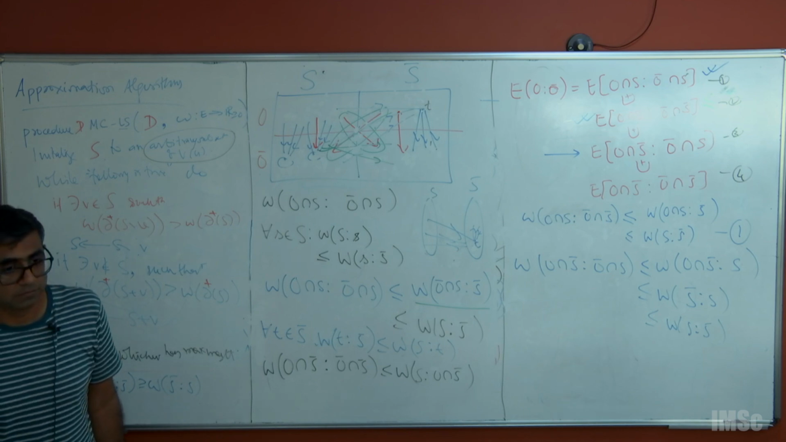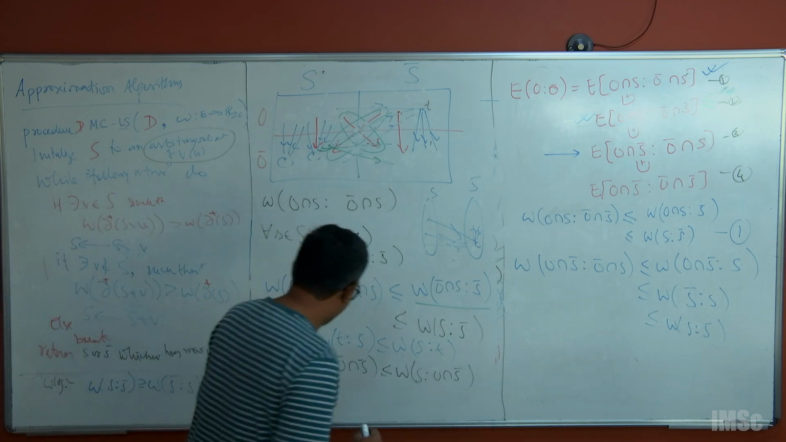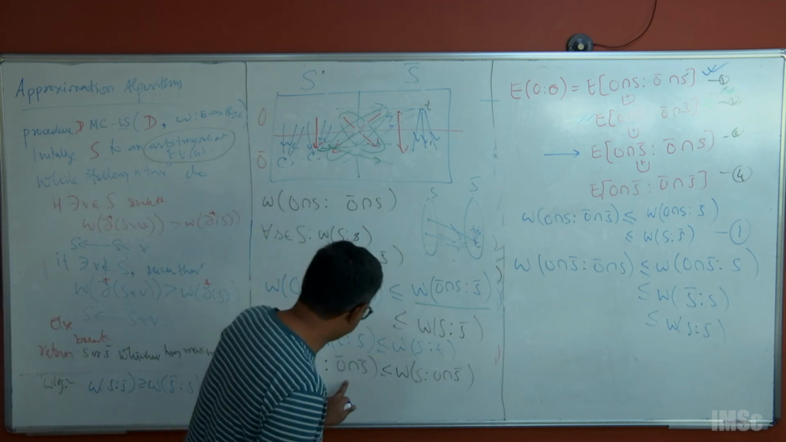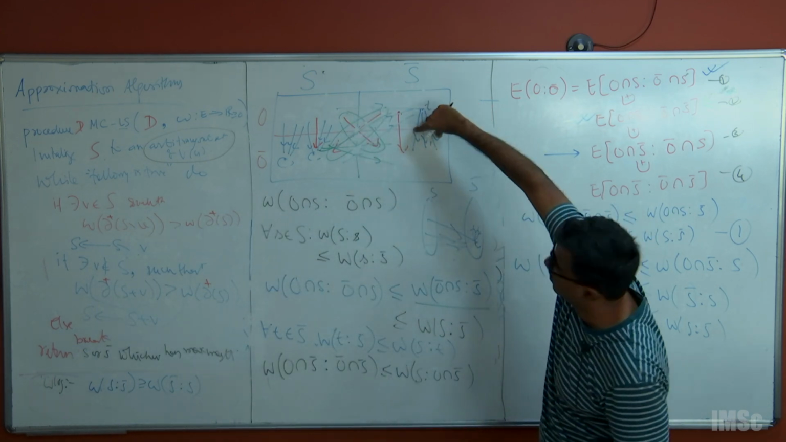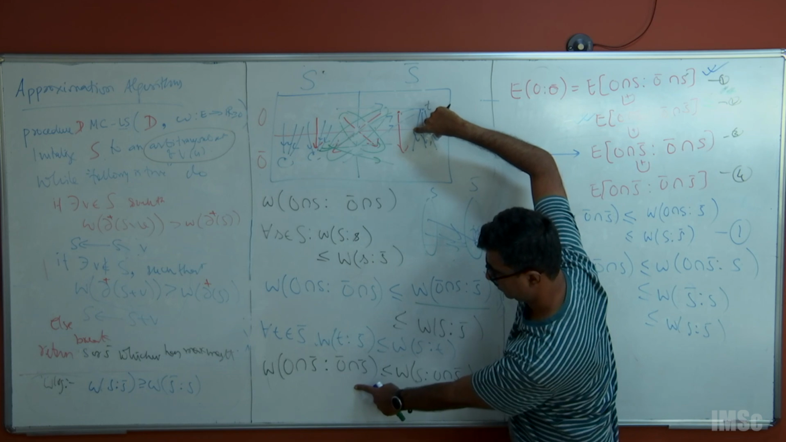Is that fine? Look at what this is counting. O intersection S is here. Look at all the vertices here. Look at each vertex. This is what this is counting, right?